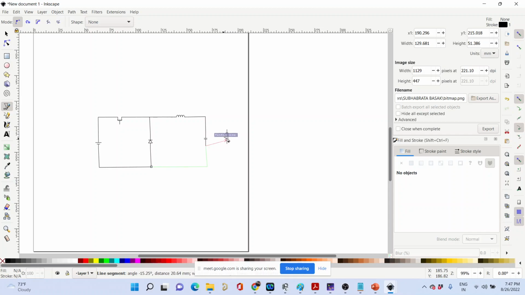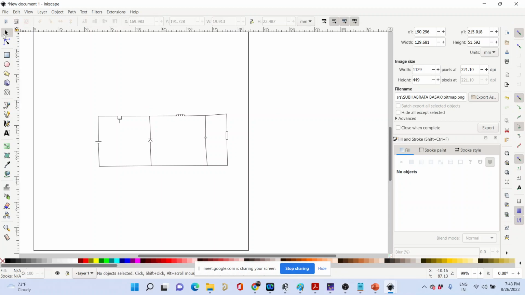Now I have to find the IA value. IA equal to VA by ZA. That is IA equal to 100 at angle 0 by 10 at angle 0. ZA is given as just 10 ohms. That means 10 at angle 0. Then IA will be 10 amps. That is IA equal to 10 at angle 0 degrees.